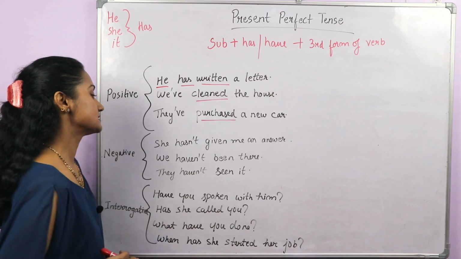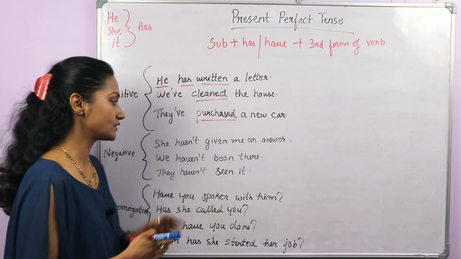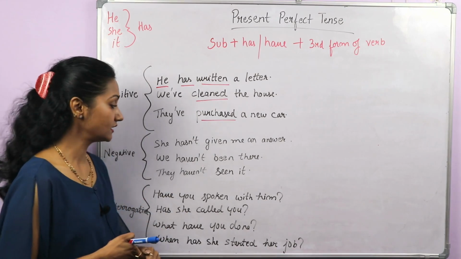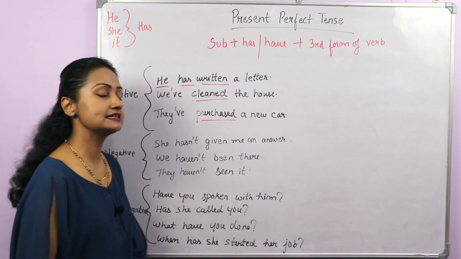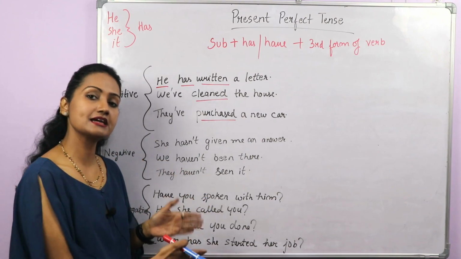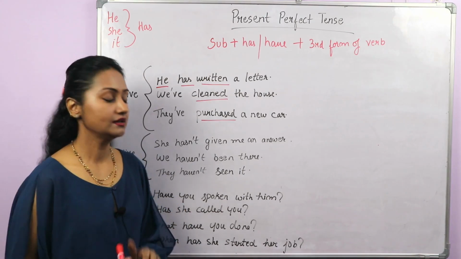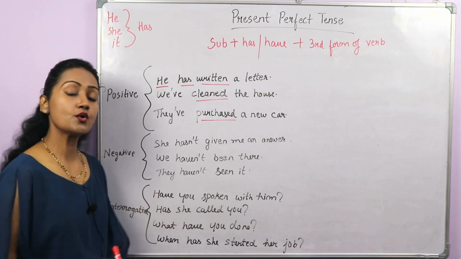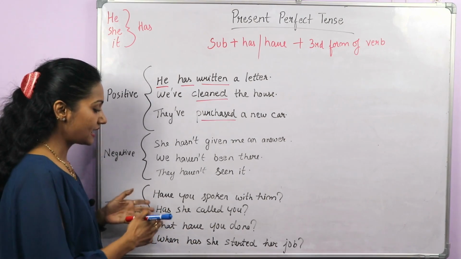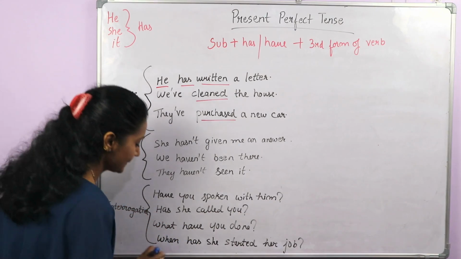Now negative sentences. She hasn't given me an answer, or she has not given me an answer. We haven't been there. They haven't seen it. These are all negative sentences, haven't or have not. Next is interrogative. Have you spoken with him? Has she called you?